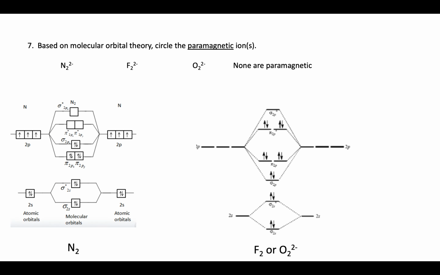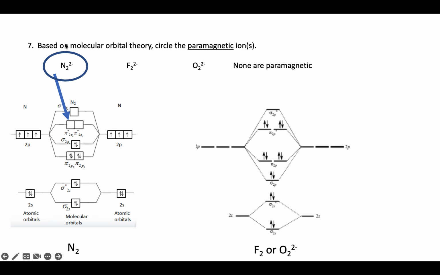Applying molecular orbital theory and determining whether the molecular ion is paramagnetic. Paramagnetic, I'm looking for unpaired electrons. So I show the initial stab here if we're looking at N2 or F2 or O2 2 minus that we could think about. So for N2 initially, I see they're all paired up.